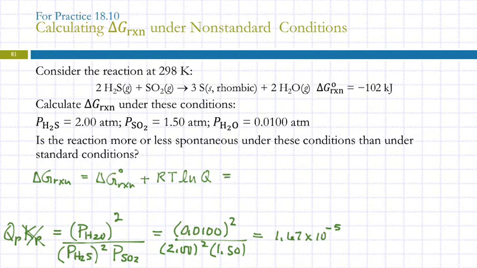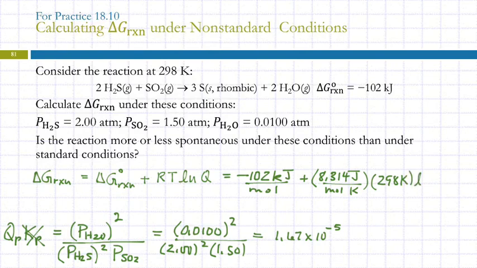So here I'm going to put in minus 102 kilojoules per mole for delta G0 plus 8.314 joules per mole Kelvin times the temperature, 298 Kelvin, times the natural log of 1.67 times 10 to the minus 5. 8.314 times 298 times natural log 1.67 E minus 5.